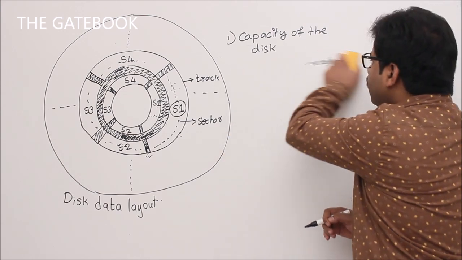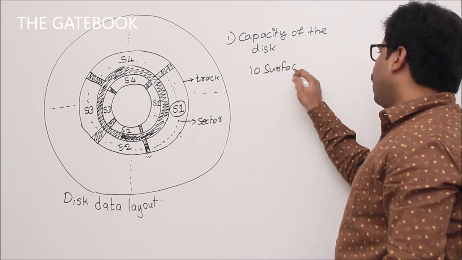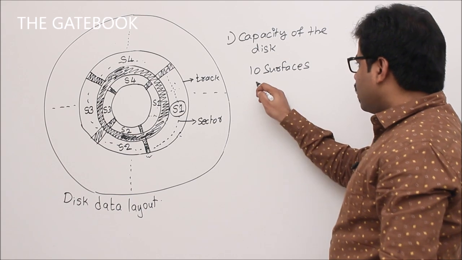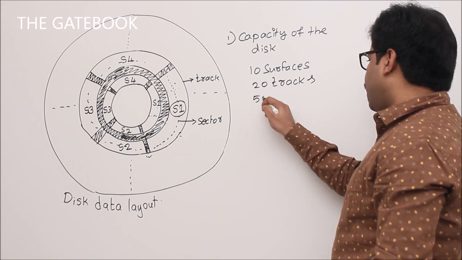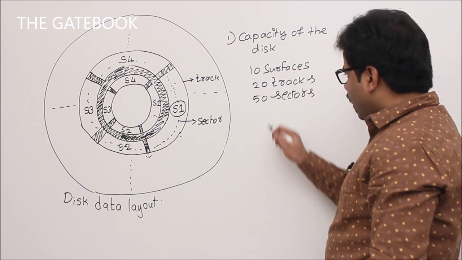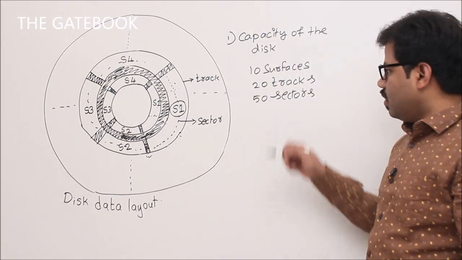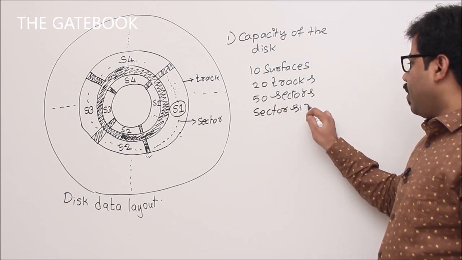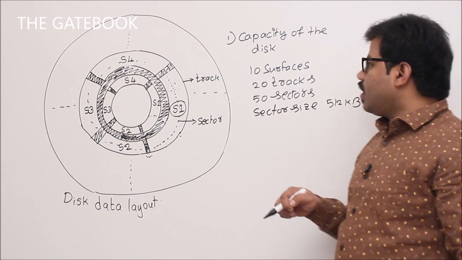Now for example, let's say a disk has 10 surfaces. This kind of detail will be given in the exam. Each surface has, let's say, 20 tracks. Each track has, let's say, 50 sectors, and they will clearly give you the size of the sector. It depends on the machine characteristics, that's why that detail will be given. Let's say each sector size is 512 kb. When all of these are given, the question is, what is the size of the disk?